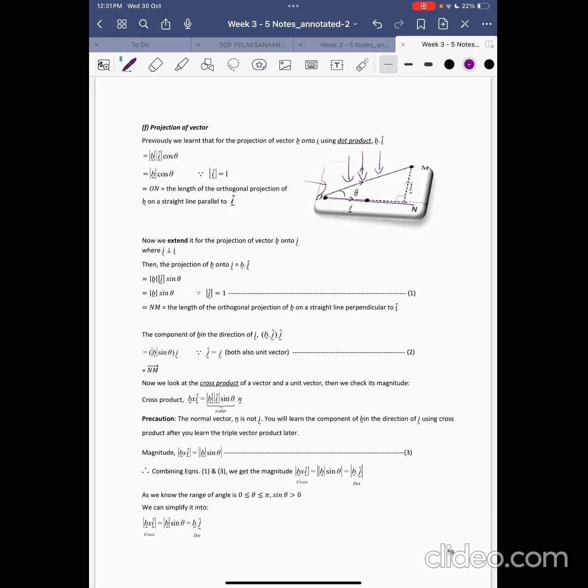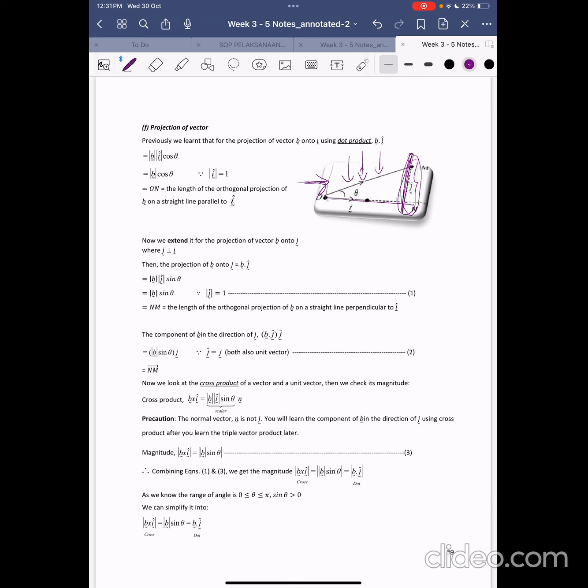However, if we have the torchlight in this direction, we project into the y direction now, the j direction. So we have the orthogonal part, which is NM here. Previously we learned that if we use the dot product, we get B cos theta. However, now we extend the projection into the j direction. Now the light comes from here, and we project this into here. In the j direction, you only see one straight line projection from here.